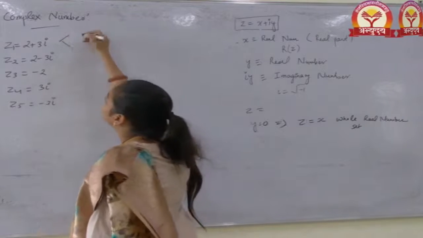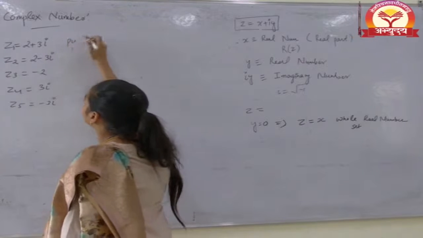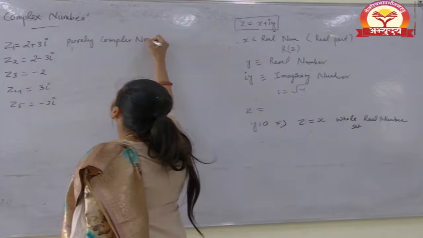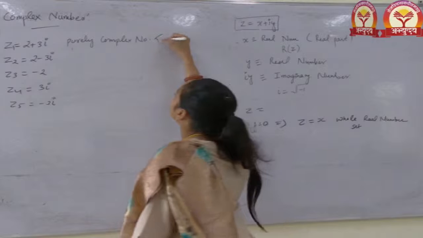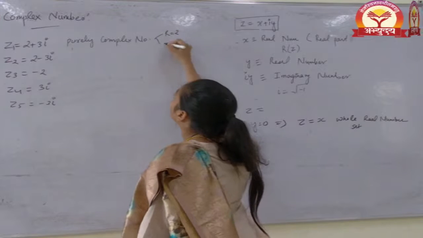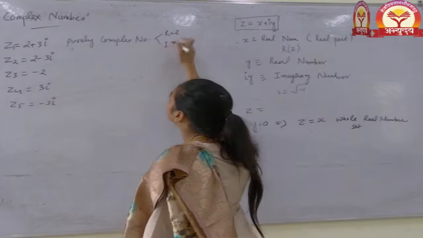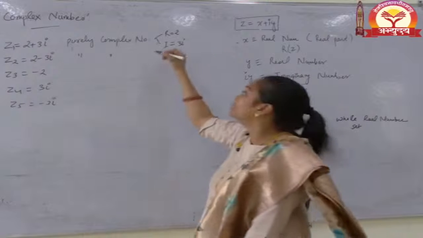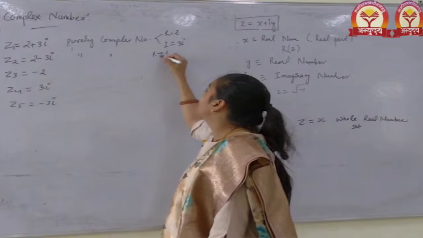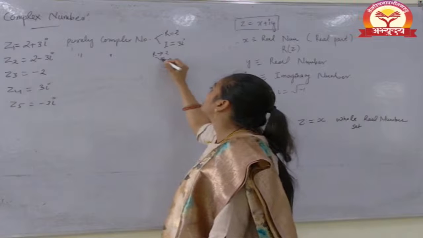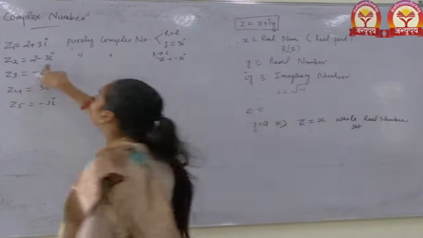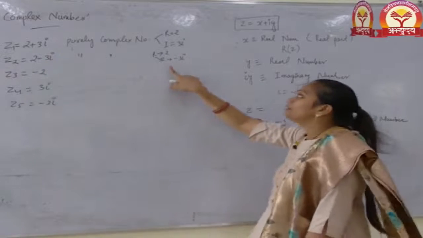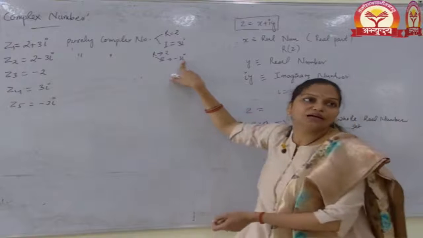This one is what? Complex number. Real part is what? That is 2. And the imaginary part is what? That is 3i. Here, this one is also a complex number. Real part is 2, and imaginary part is what? That is minus 3i. You have to compare this with this one. That's why I have taken a minus sign. Imaginary part is equal to minus 3i, not single 3i.